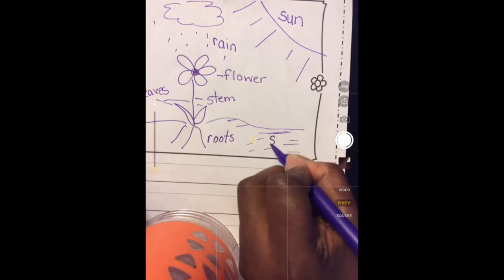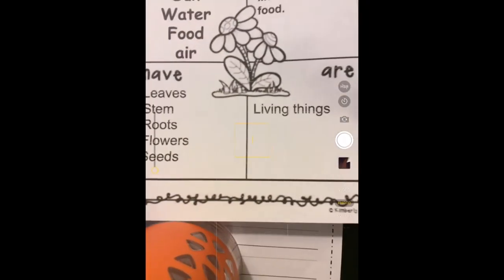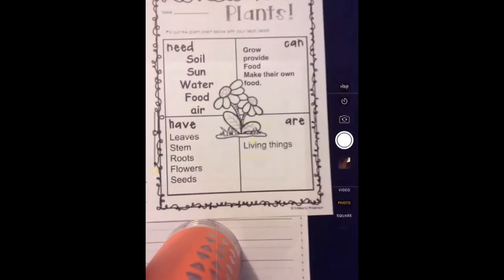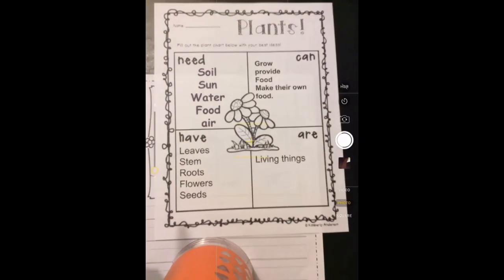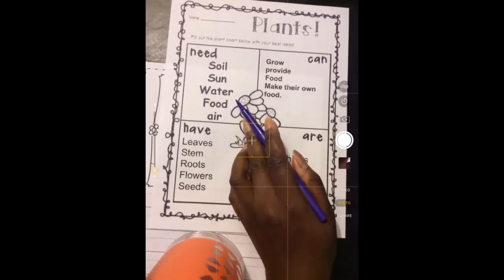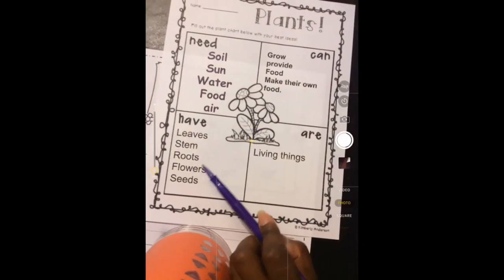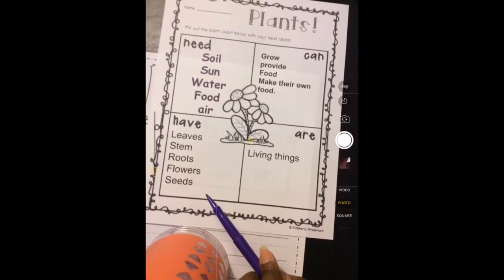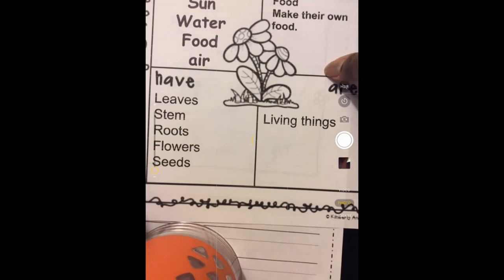And this part right here, that when I get ready to color it, I'm gonna color it brown, is the soil. Where did I get all of those words from? I got those words from my graphic organizer. So could I have written the word water if I had wanted to? Yes, because it's on my graphic organizer. It's right here in the needs box. The word water. Here's the word leaves, stem, roots, flower, seeds. All the words I need to help me write are on my graphic organizer.